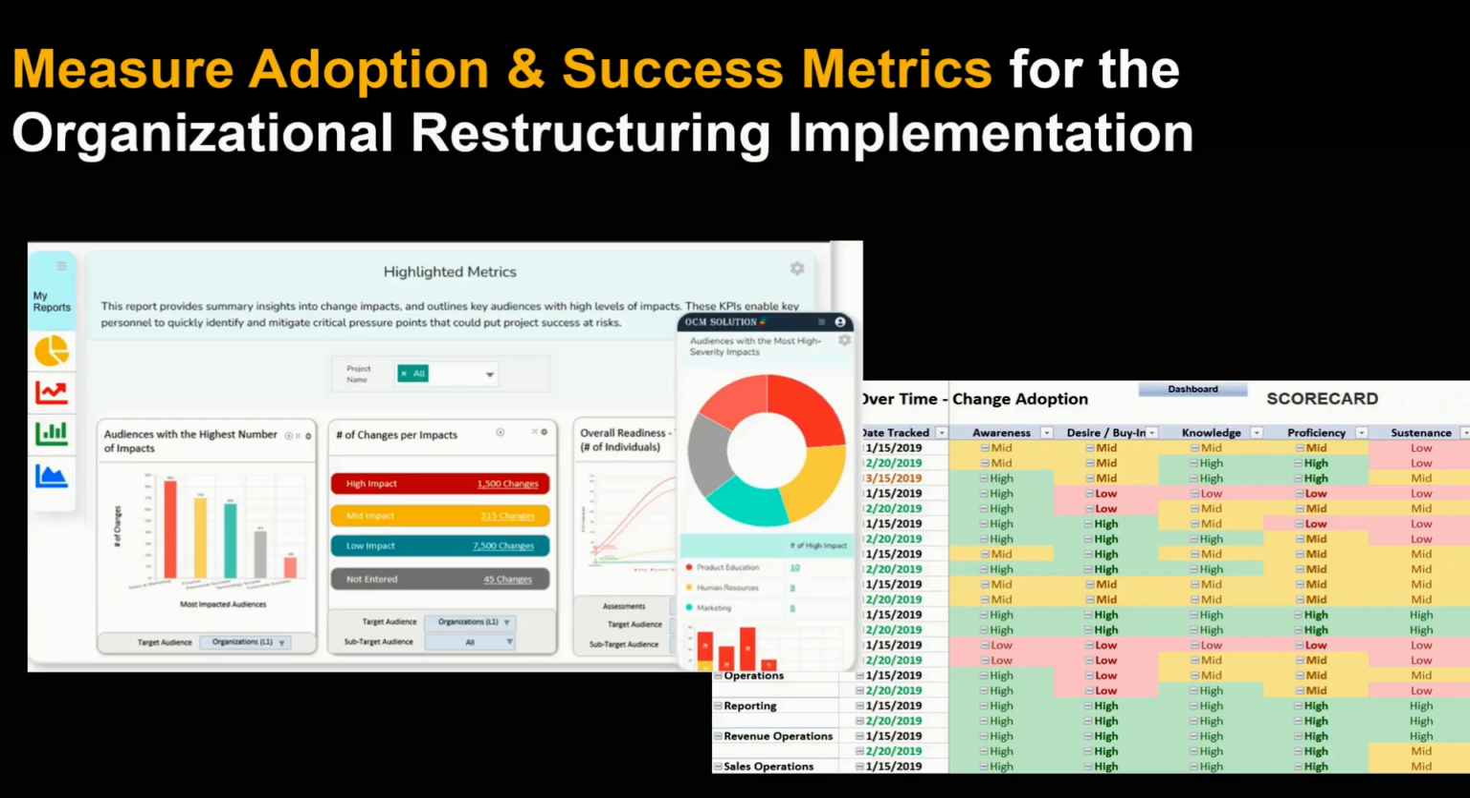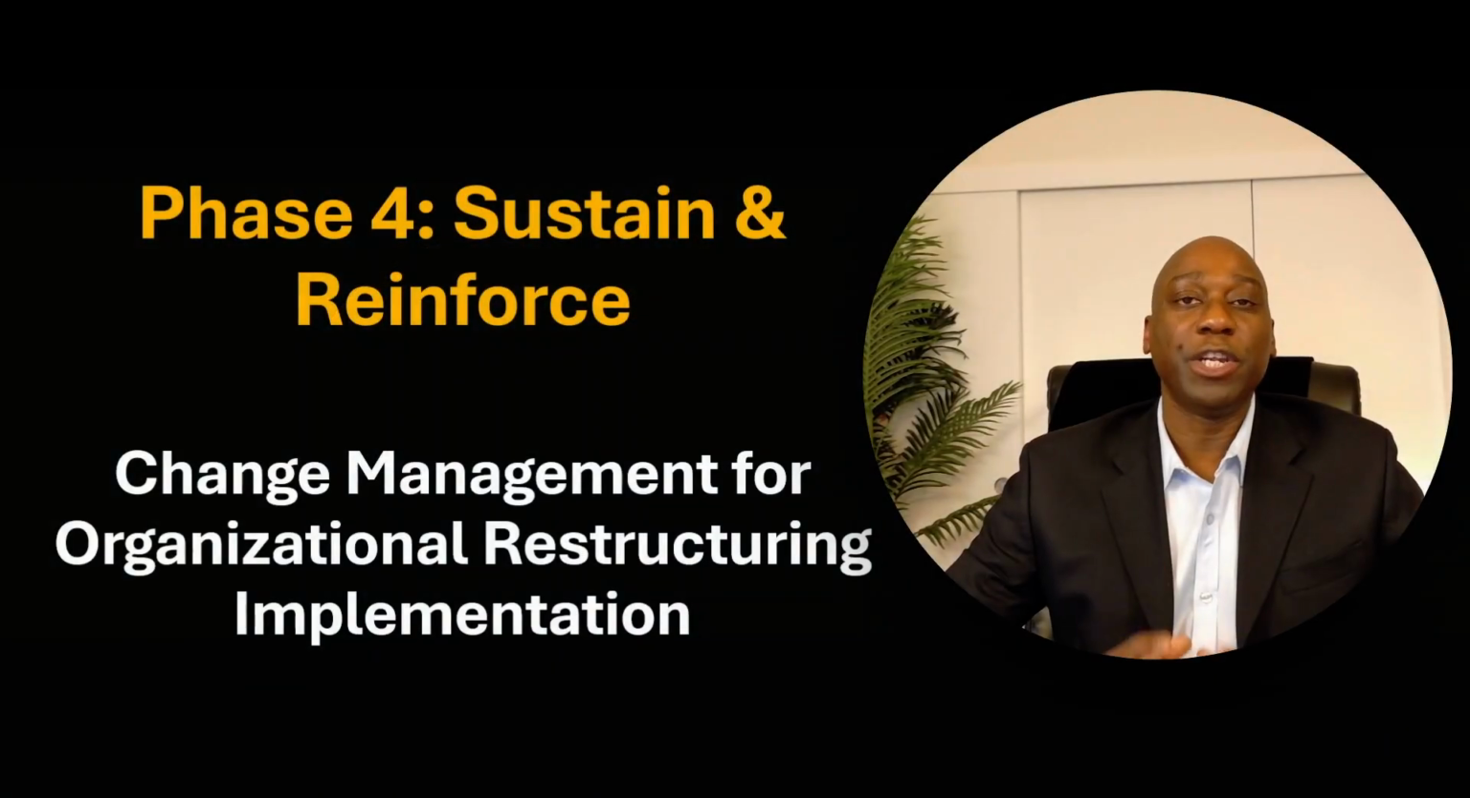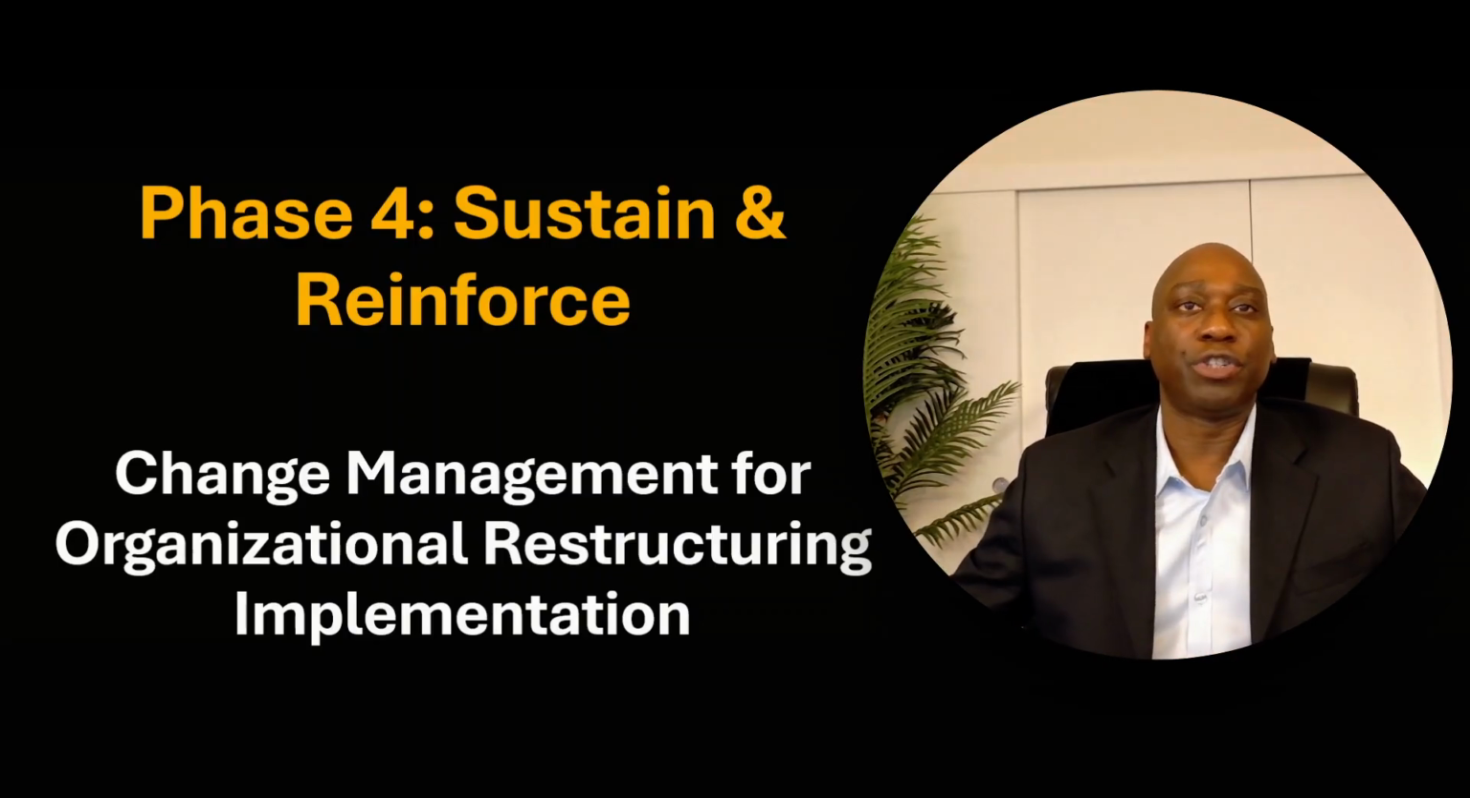You also want to track key adoption metrics. So every business transformation comes with processes that are changing, right? So you want to ensure you are tracking how well people are using the new processes, how well people are following the new policies, track training completion, track any feedback sentiment you are identifying, as well as FAQs. And phase four is the final phase where we sustain and reinforce the new behaviors for the corporate restructuring.